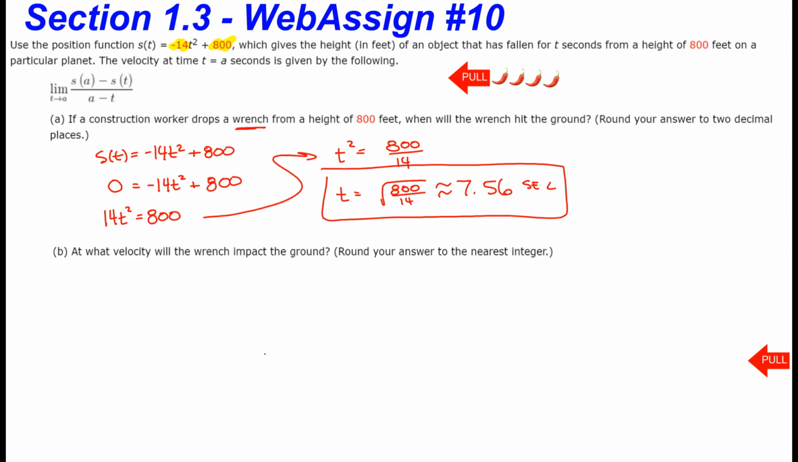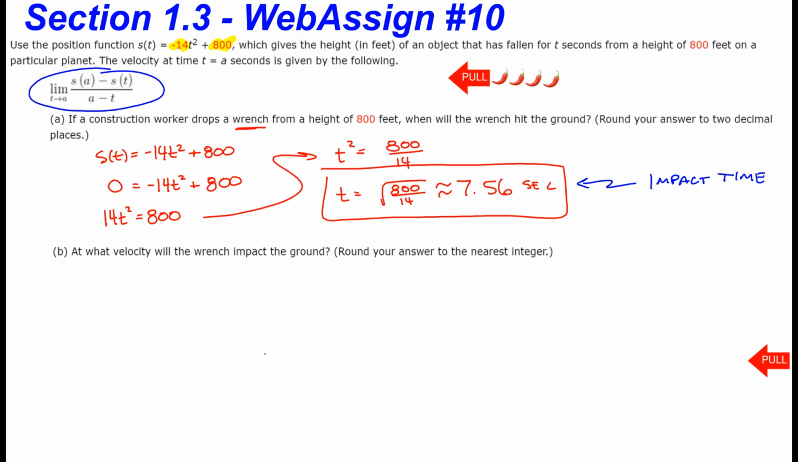Okay, so we've got to find the velocity when the wrench impacts the ground. Well, we know the time of impact is 7.56. So that's our impact time. So we just need to find the velocity at that time, t equals 7.56. Well, we're given that the velocity is equal to this limit. The velocity at time t equals a is given by the following.